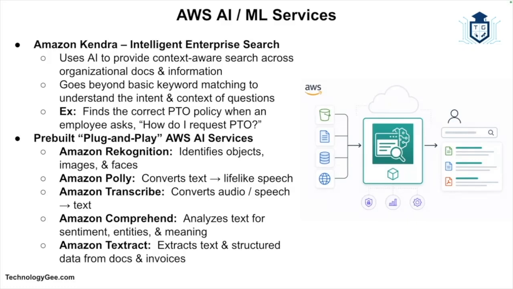You've got Amazon Transcribe. This converts audio into text. You've got Amazon Comprehend. This analyzes text for sentiment, entities, and meaning. You have Amazon Textract, and this extracts text and data from documents like invoices. So here's how to think about all of these. These are plug and play AI services. You're not building models, you're just using them.